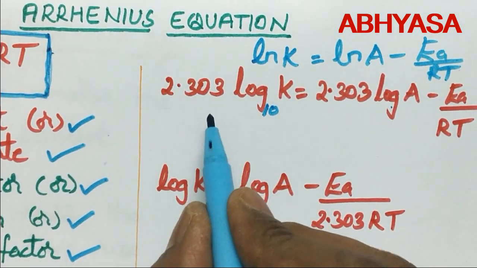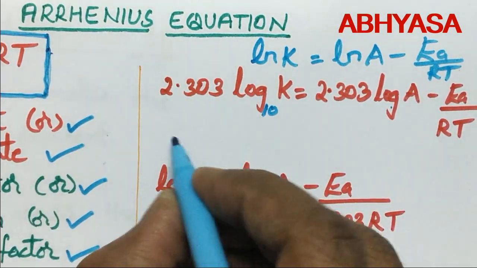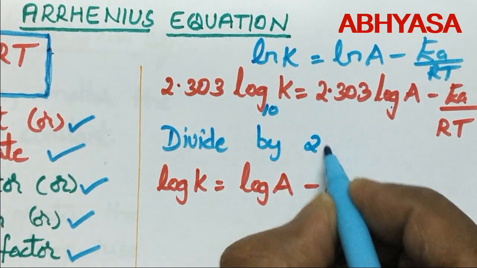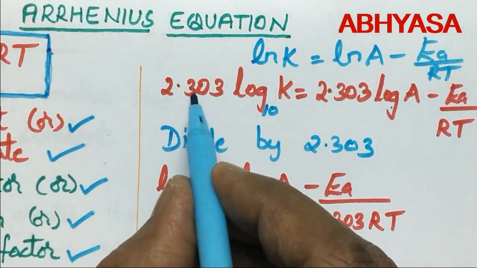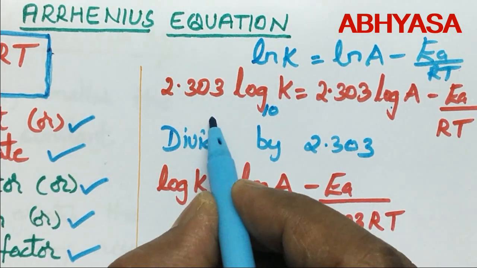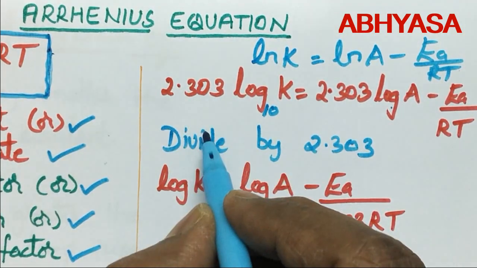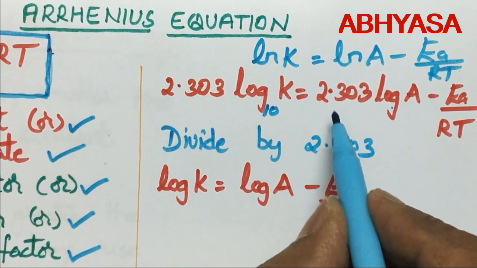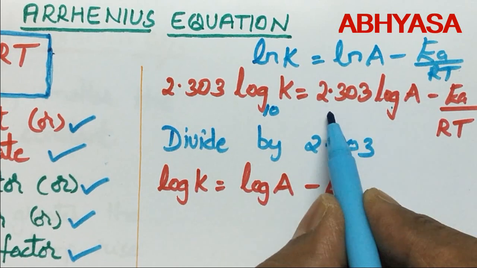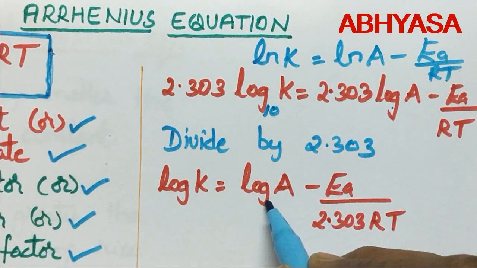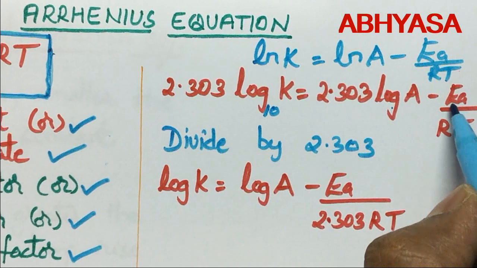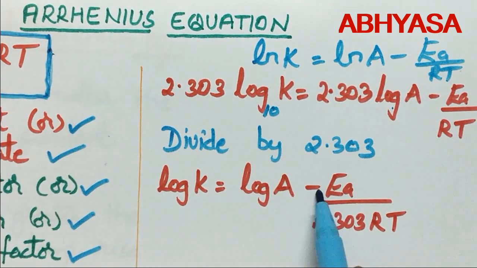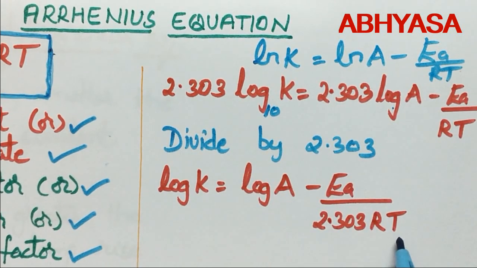Now when we divide the entire expression by 2.303, this particular term divided by 2.303, the 2.303 gets cancelled, and we get log k. Then 2.303 log a divided by 2.303 gives us log a, and minus Ea by RT, you divide this term by 2.303. So we get minus Ea by 2.303 RT.